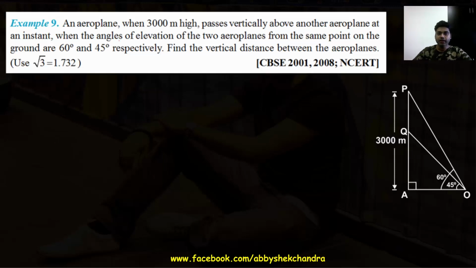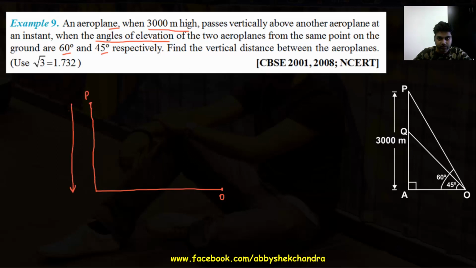Now see, an aeroplane when 3000 meters high passes vertically above another aeroplane at an instant when the angles of elevation of the two aeroplanes from the same point on the ground are 60 degrees and 45 degrees respectively. Let me draw this figure for you. Let's say this is the ground level, here is the observer, and one of the aeroplanes is at a height of 3000 meters. This is given, right?